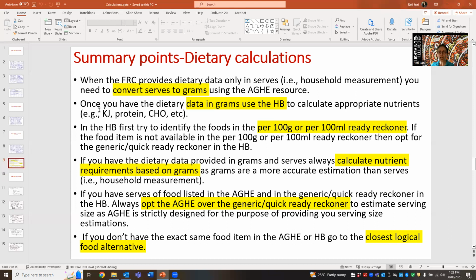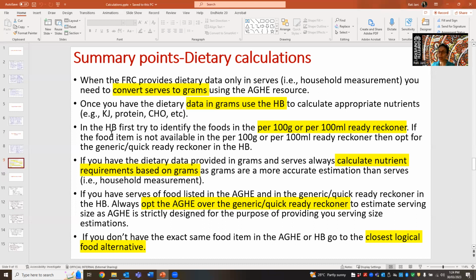Then what's the other take-home message? The other take-home message is that once you have your dietary data in grams, then you directly use your handbook for the nutrient calculations. Nutrients such as your calories and proteins, carbohydrates, and so on and so forth. So what is the take-home message over here? Any household measurements are converted into grams, and these grams you then use for your nutrient calculation.